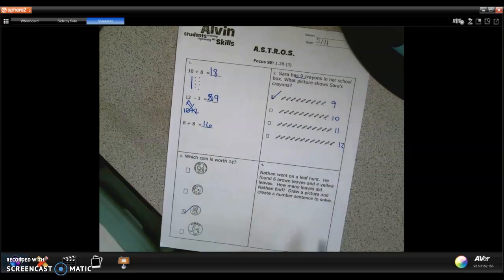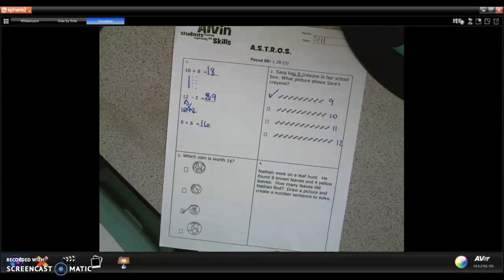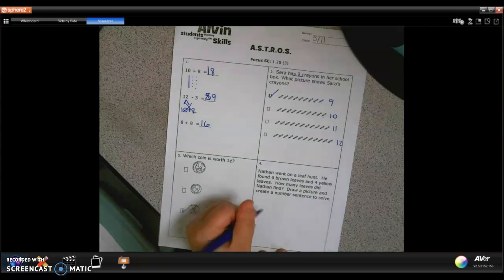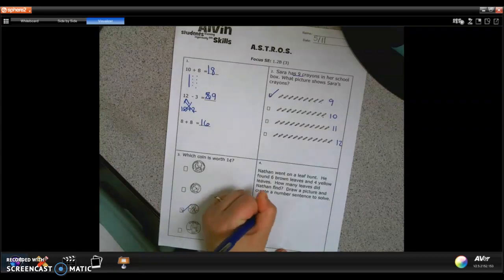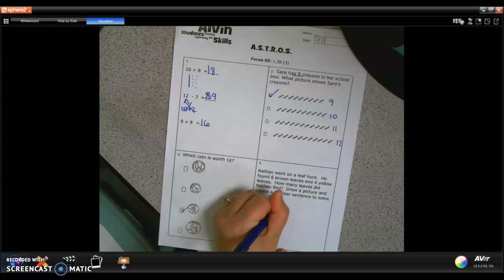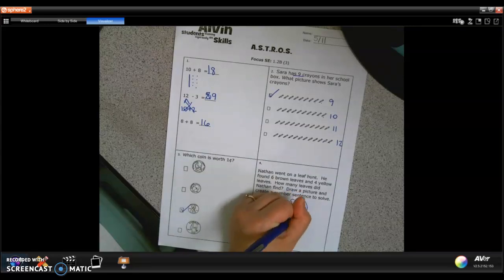Nathan went on a leaf hunt. He found 6 brown leaves and 4 yellow leaves. How many leaves did Nathan find? Draw a picture and create a number sentence to solve. Well, I know he found 6 brown leaves. 1, 2, 3, 4, 5, 6. Here's his 6 brown leaves.